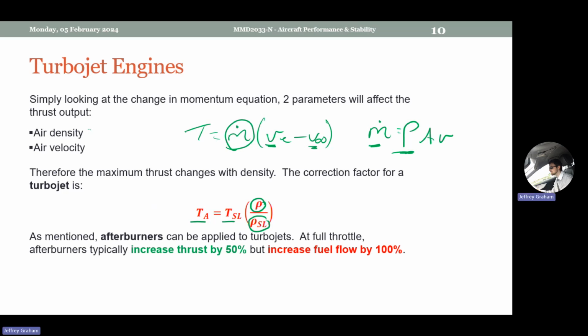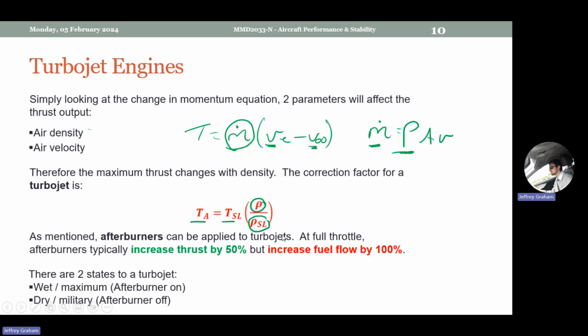You can take your turbojet, you can stick an afterburner on it. Afterburners rapidly increase the thrust, so increases by 50%. But typically, these are just ballpark figures. Obviously, no engine is the same. It can increase the fuel flow by 100%. In other words, double the amount of fuel required to get the afterburners to go.